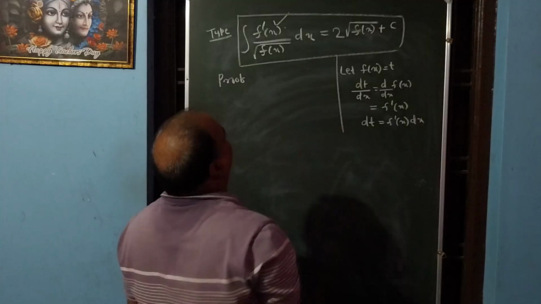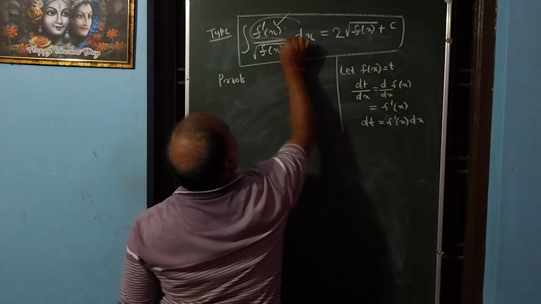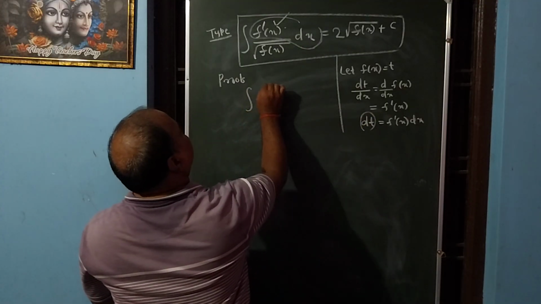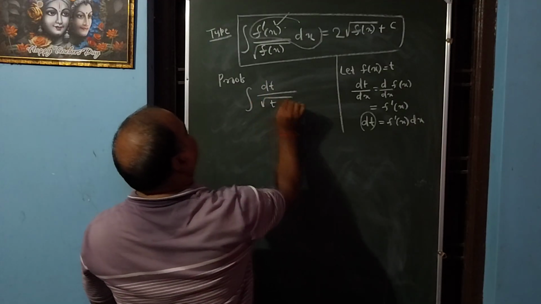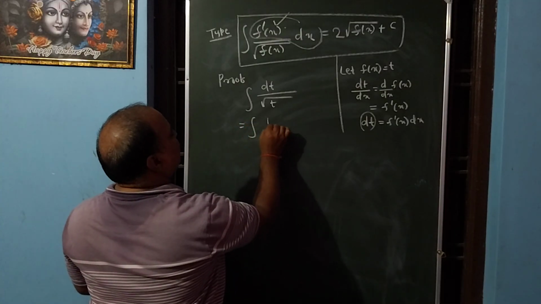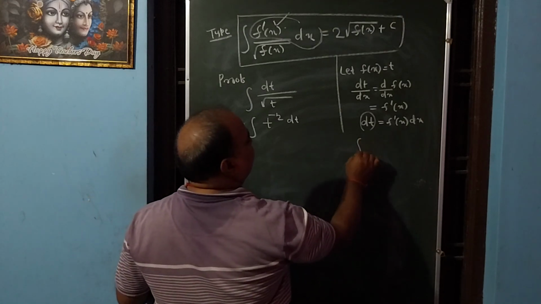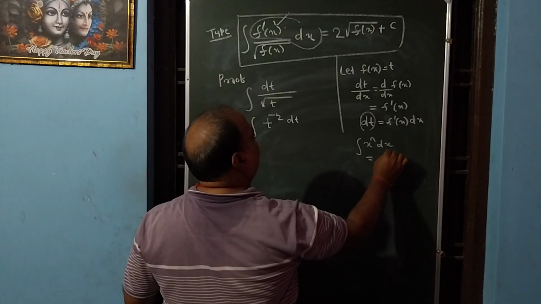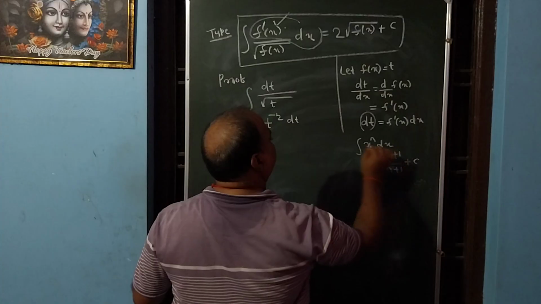Okay, now this integral becomes, in place of f dash x dx we have to write dt. So we get dt upon root over of t, that can be written as t to the power minus half dt. So we know that integration of x to the power n dx is equal to x to the power n plus 1 divided by n plus 1 plus c.